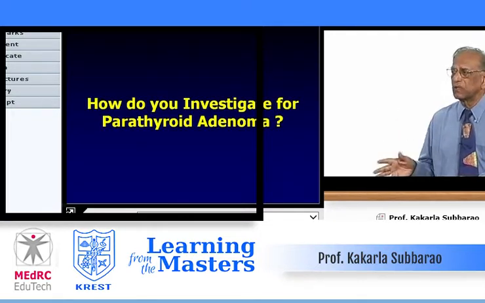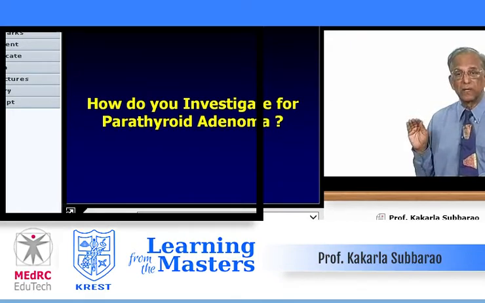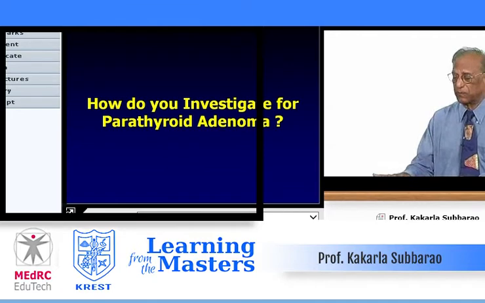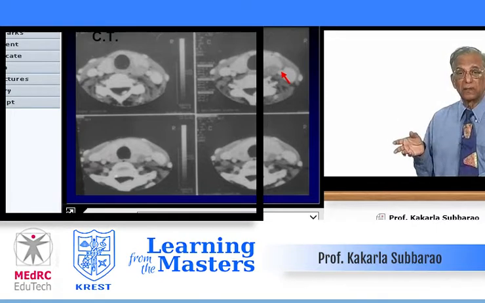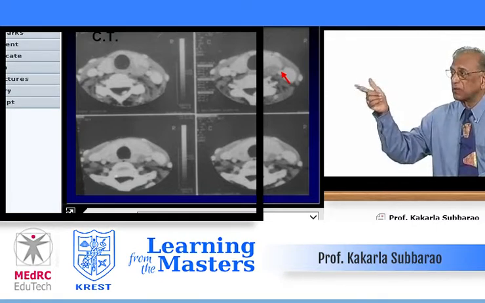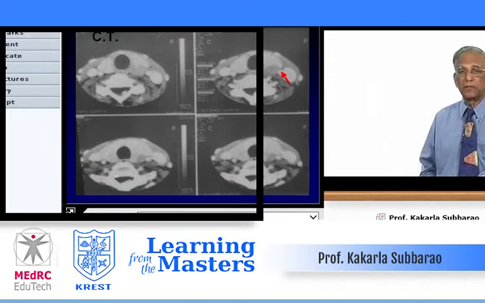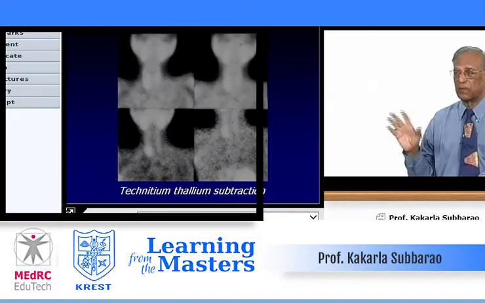Then how do you investigate for parathyroid adenoma? All right, you said hyperparathyroidism, so it must be a parathyroid tumor. CT, ultrasound also may help. CT, color Doppler, MRI, but CT, as in this particular case, shows a lesion in the parathyroid on the right side. On your right side, I meant.